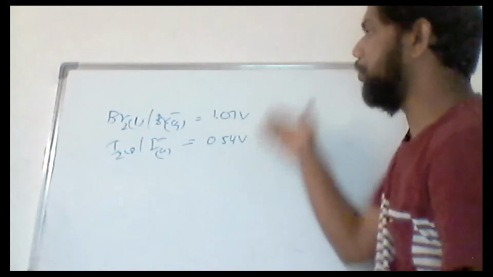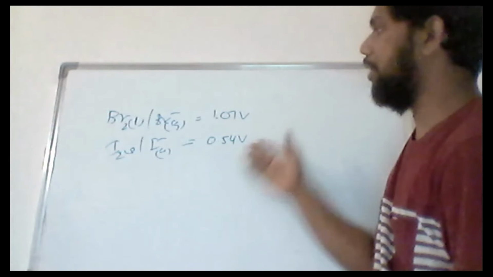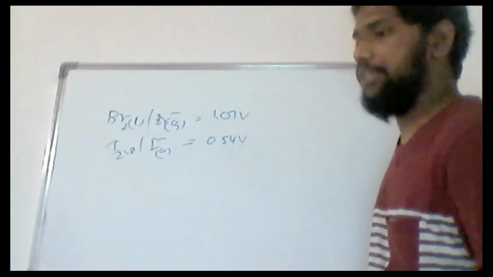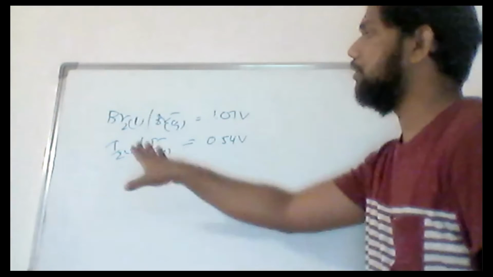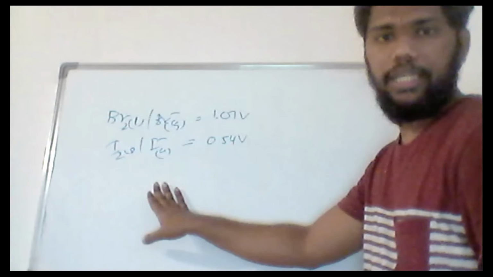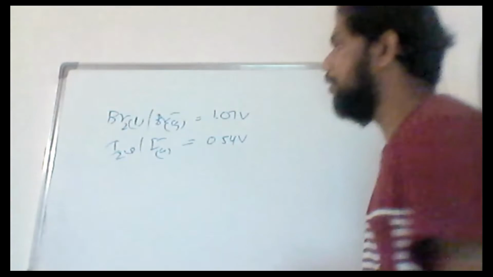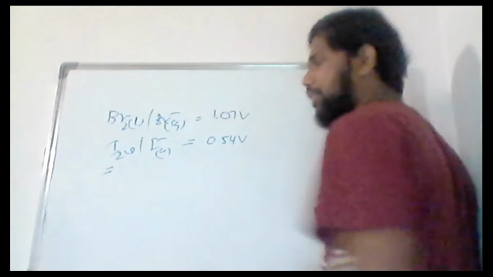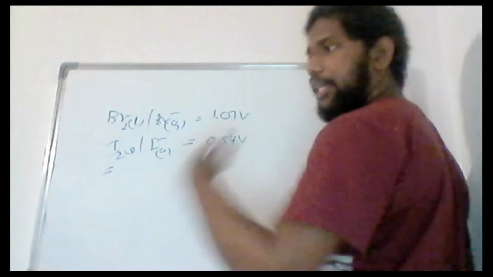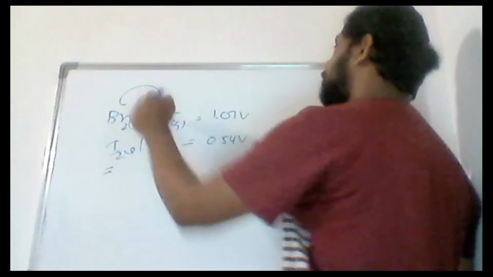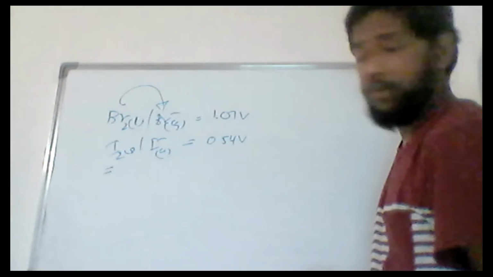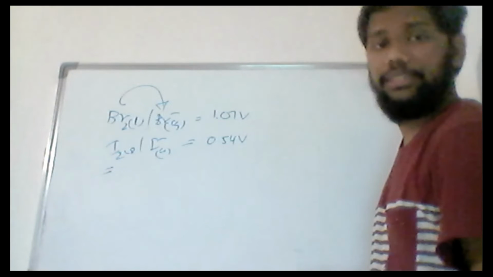Very low means it can be negative or a positive value which is lower. So based on these two, which one is lower? 0.54 is lower than 1.07. So when you think about iodine, it is more likely to be in I2 form, because this is the oxidized form of I minus. And Br2 is more likely to be in the Br minus state. Why? Because that is the reduced state.